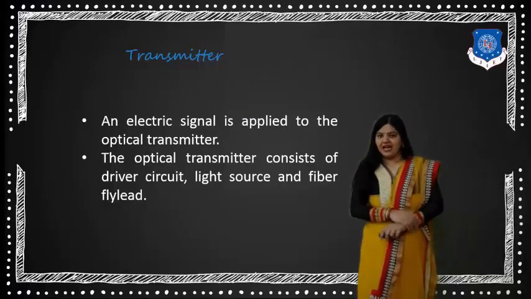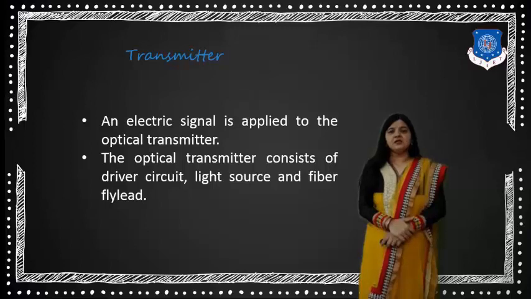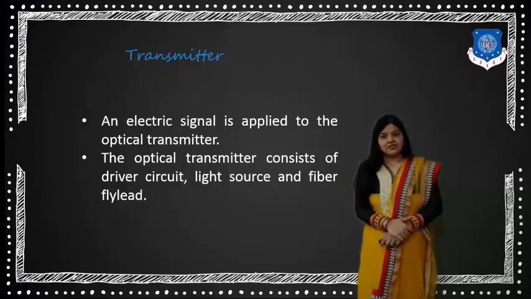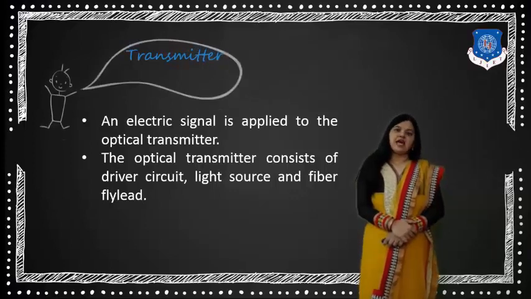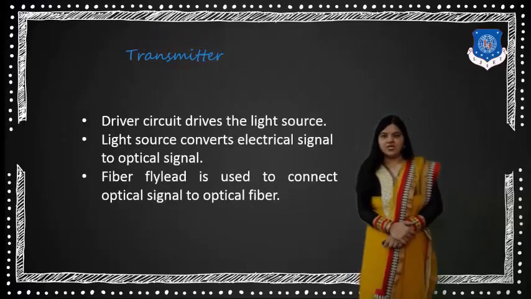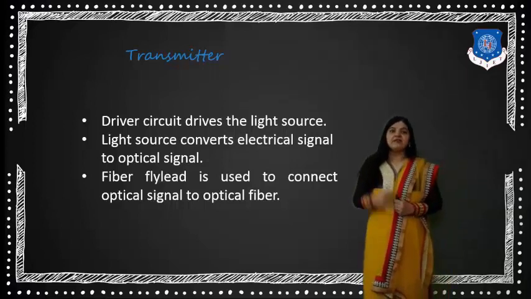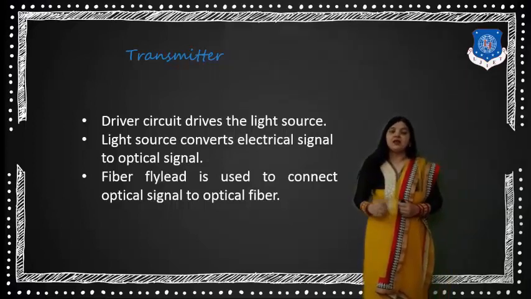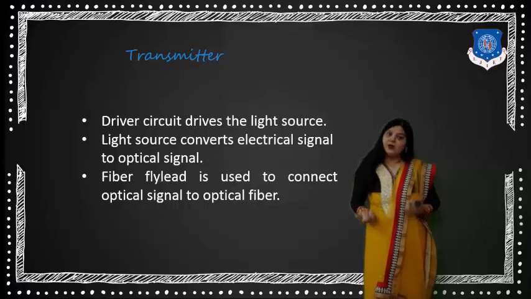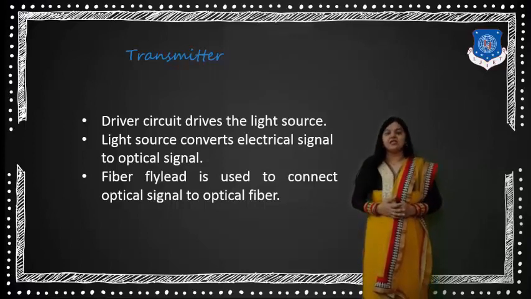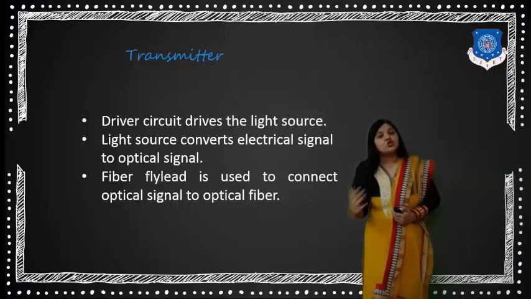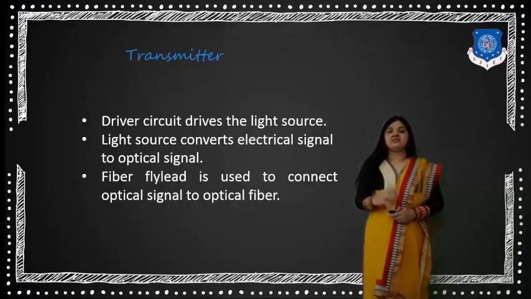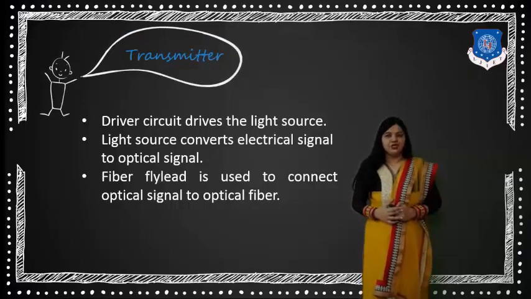So at the transmitting end, the electrical signal is applied to the optical transmitter, which consists of the driver circuit, light source and the fiber fly lead. Okay, what is the use of the driver circuit? It drives the light source. Light source, what will it do? Converting the electrical signal into the optical form. The fly lead is used to connect the optical signal to the optical fiber.